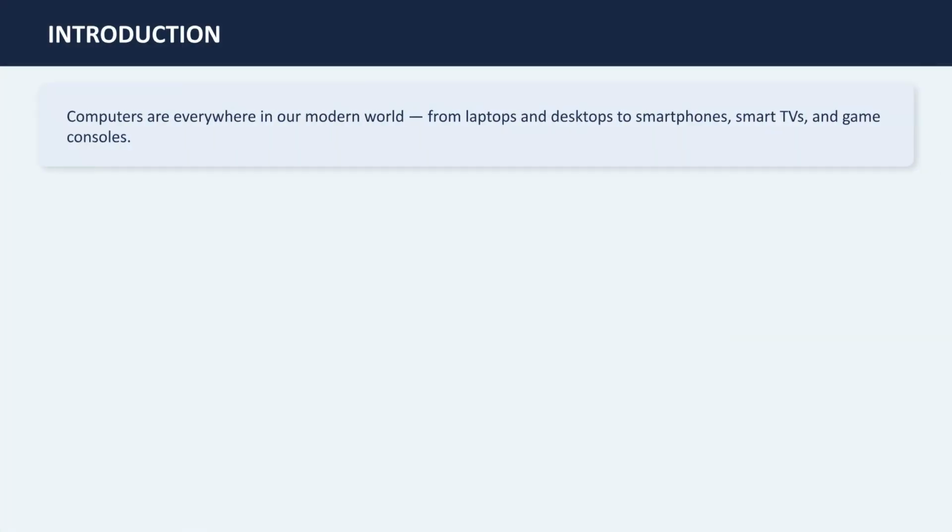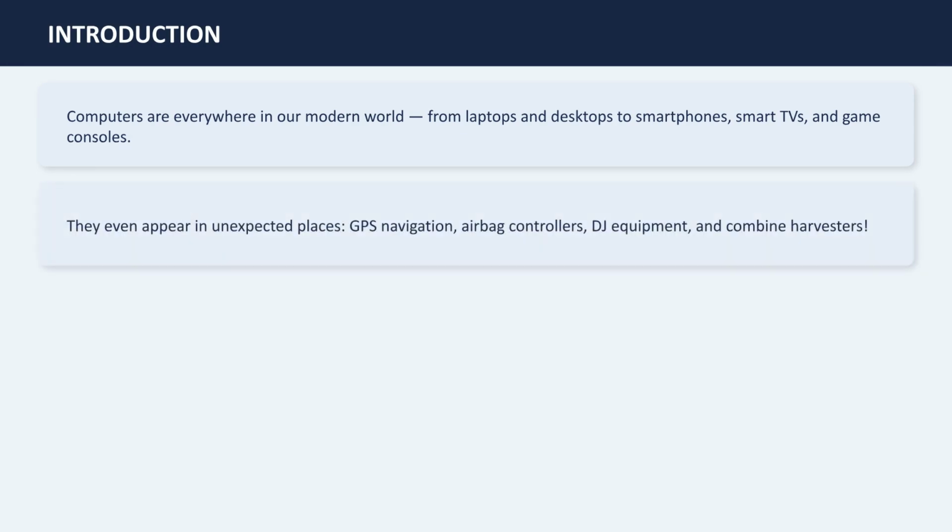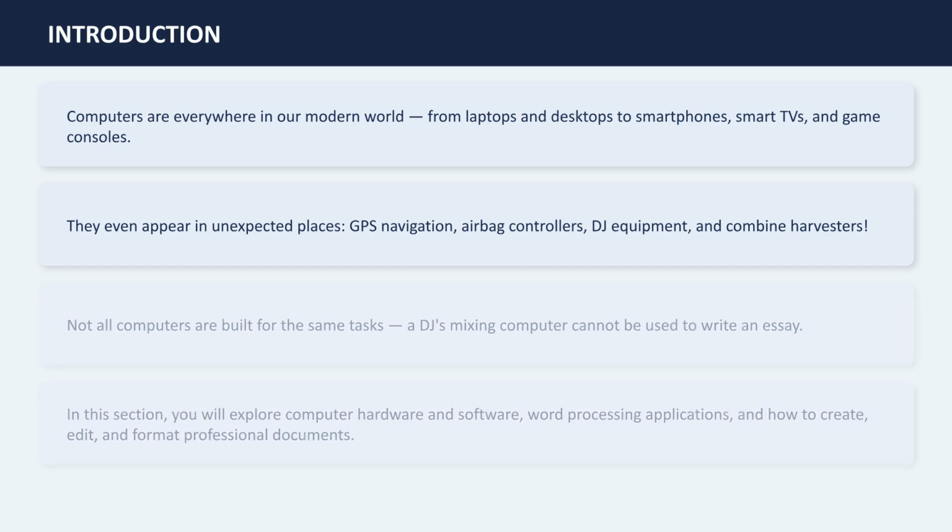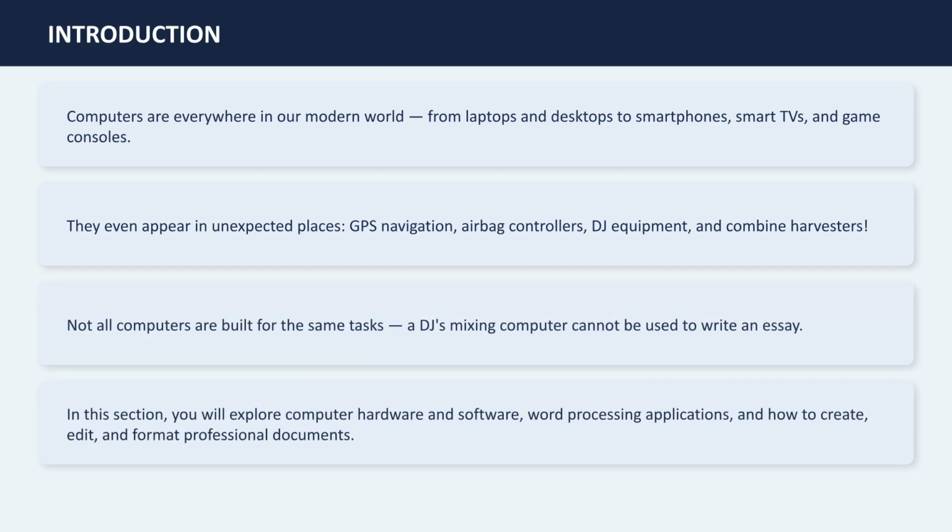Computers are ubiquitous, from laptops and smartphones to smart TVs and game consoles. They are also found in surprising places, like GPS navigation, airbag controllers, and farm equipment. It's important to remember that not all computers are designed for the same tasks.